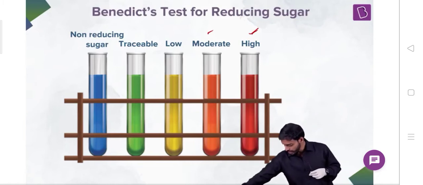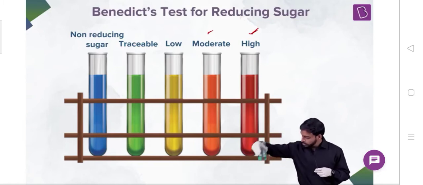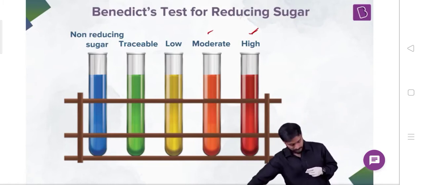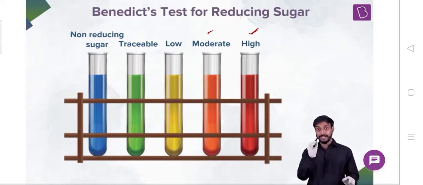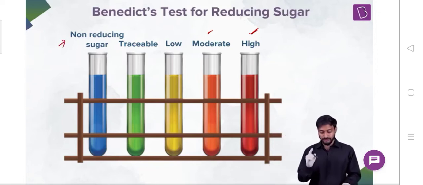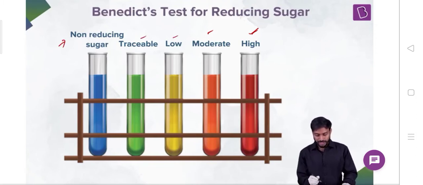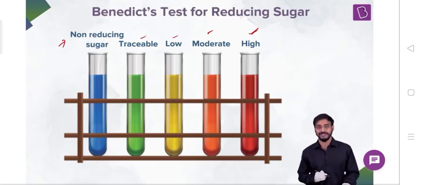Fine. So right now what we have is what? Blue color. Fine. Blue color, if I get blue color, that means it's a non-reducing sugar. If it's reducing, and based on the amounts, we can trace how much is present. Fine.